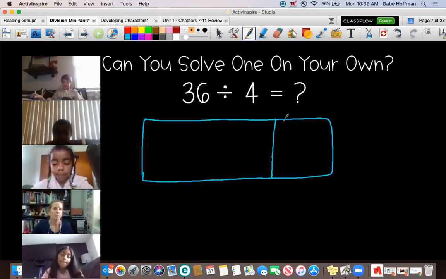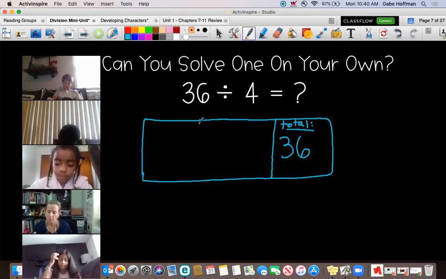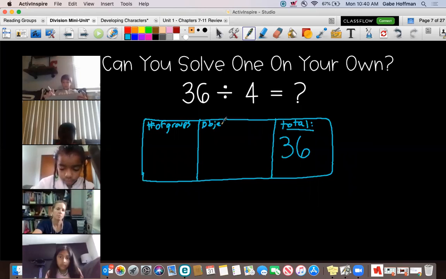What's our total? Someone just unmute and say it. What's our total? 36. 36. Okay. And then we have number of groups. And then objects per group. So sorry for my handwriting.